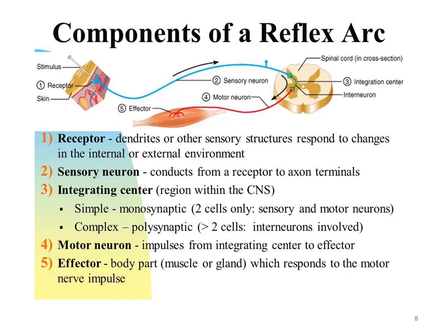The effector can be any body part. It can be a muscle or a gland which finally responds to the motor nerve impulse. So we can see here clearly the components of a reflex arc.